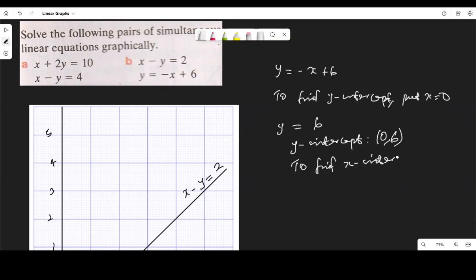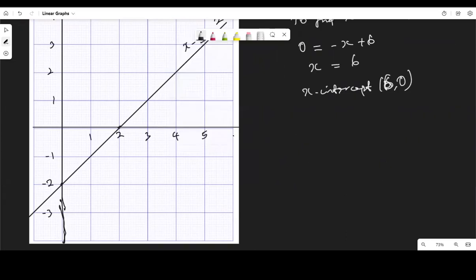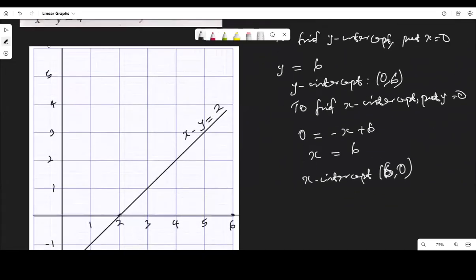Now to find the x-intercept, we put y to be 0. If y is equal to 0, that means 0 is equal to negative x plus 6. If I take x to this place, it becomes positive, so that x equal to 6 also. If x is 6, it means x-intercept is 6 and 0. This is 6 here. 6 for x, also 6 for y. Y 6 is here.